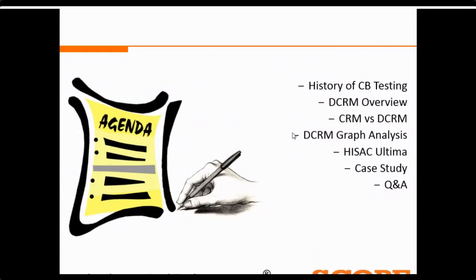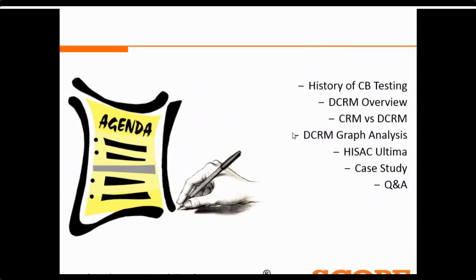First, we will cover the history of circuit breaker testing, where we will see what circuit breaker testing was done in the 70s and 80s. Then we will give an overview of the dynamic contact resistance measurement of the circuit breaker. After that, we will go through the basic difference between the static contact resistance measurement and the dynamic contact resistance measurement. What is the difference between these two measurements?